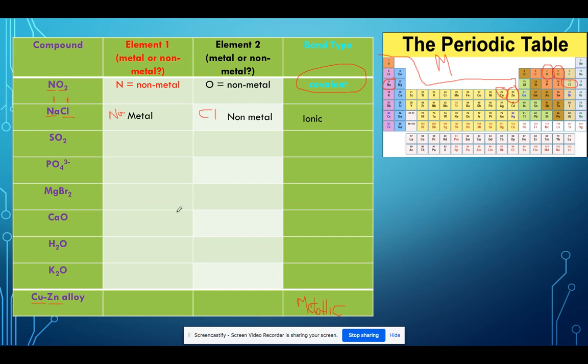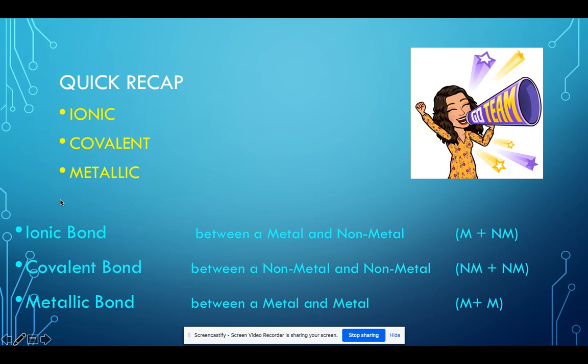Okay, so you're going to practice the rest, of course, but I just wanted to make sure we see how this would work in reference to the periodic table. Just a quick reminder again that there are three types of bonding: ionic, covalent, and metallic. Ionic is when we have a metal and a nonmetal bonding. Covalent is when we have a nonmetal and a nonmetal bonding. And metallic is when we have a metal and metal bond.